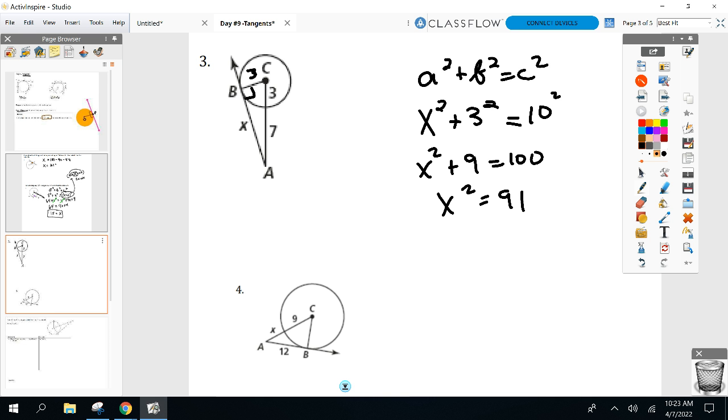Last step. I'd love for you to break that down, but unfortunately there is no perfect square that goes in the 91, so we're lucky. We're just going to leave it radical 91. There is no perfect square that goes in. As much as I'd love to have one go in it, nah.